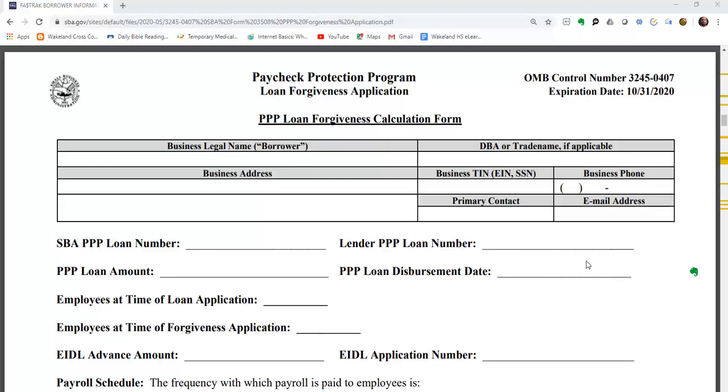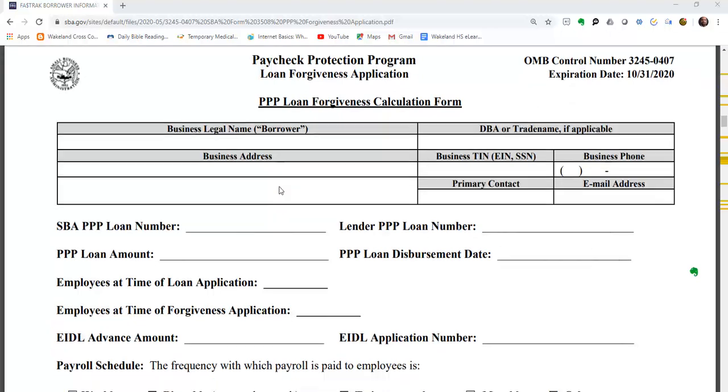In this session, we're going to look at how to fill in the application, specifically the calculations required for the application, SBA Form 3508. This is the main application form here.